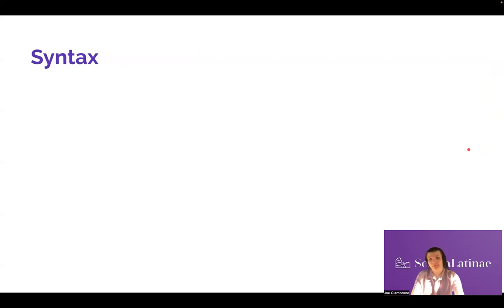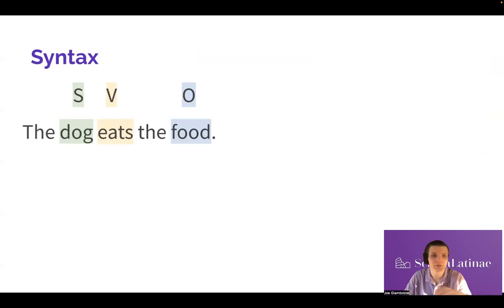Syntax is the way that words fit together within a sentence to produce a logically and grammatically correct sentence. So in English, right, we mainly have what's known as SVO, or subject, verb, object, word order. So if we had the sentence, the dog eats the food, that makes sense. The dog is the subject, it's doing the action. The verb eats is the action, and the food is the direct object, it's receiving that action.